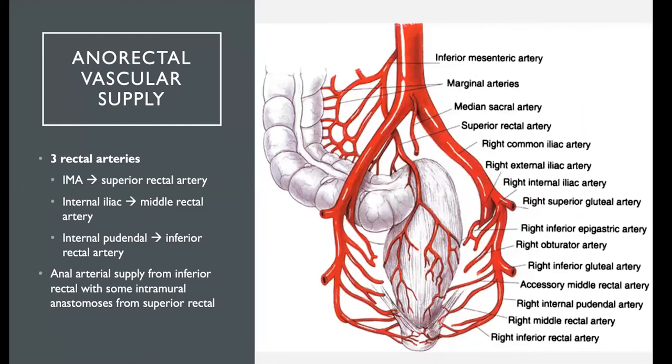The vascular supply to the rectum, the arterial supply is by 3 different arteries. The most proximal one is the superior rectal artery, which is a branch of the IMA. The middle rectal artery comes from the internal iliac, and then the inferior rectal artery is from the internal pudendal artery. The anal arterial supply comes from the inferior rectal artery, and then some intramural anastomoses from the superior rectal artery.